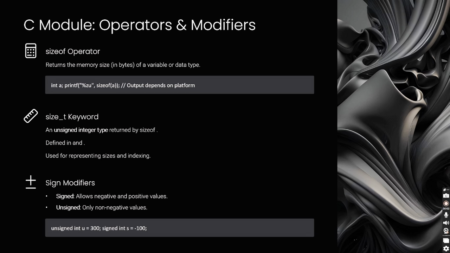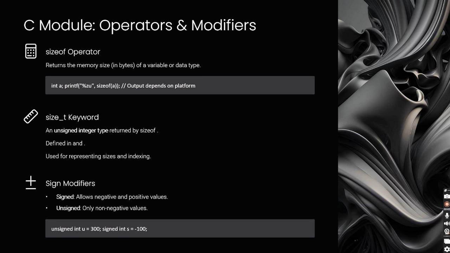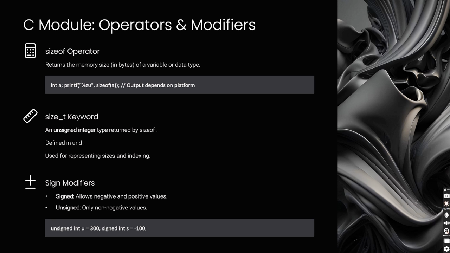We also use the sizeof operator to determine the size of the data types in bytes. This helps us optimize memory usage, especially in embedded systems. The size_t keyword is an unsigned integer type returned by sizeof. Embedded systems often rely on unsigned int or signed char for compact storage. Using the right modifier helps reduce memory usage and prevents errors during operations like timer overflow or pin counting.